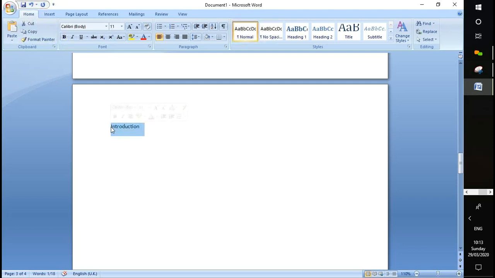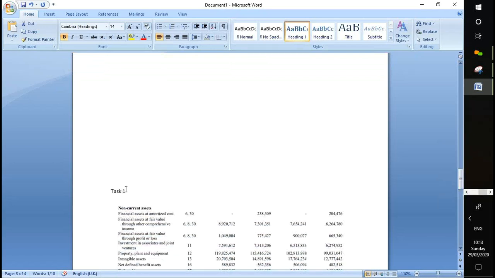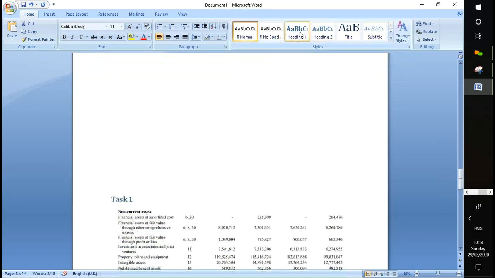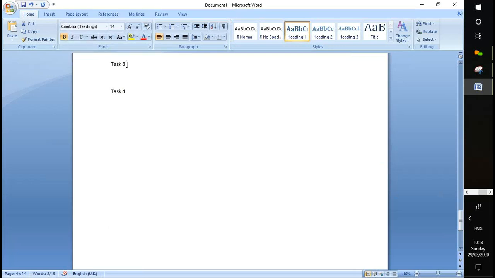So I'll quickly show you, and you can watch as well. Just click whatever you want in your table of contents. This is my major heading, so I click Heading 1. If you want task 1 to be your major heading, that is Heading 1. And within the task, suppose I'm discussing ratios, that can be your Heading 2. And you carry on: this is your Heading 1, the major heading in the task, and subtasks can be further subheadings.